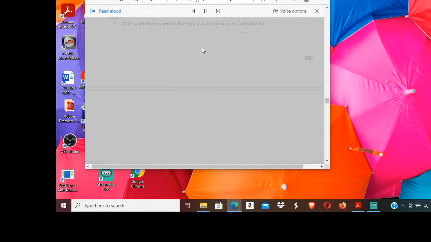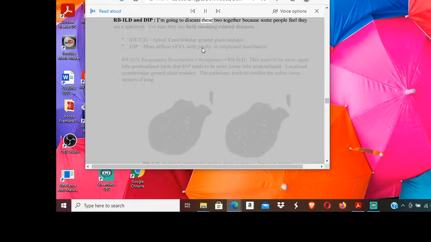338. RBILD and DIP. I'm going to discuss these two together because some people feel they are a spectrum. For sure they are both smoking-related diseases. RBILD: apical centrilobular ground glass nodules. DIP: more diffuse GGO, with patchy or subpleural distribution. RBILD, respiratory bronchiolitis plus symptoms equals RBILD. This tends to be more upper lobe predominant; note that DIP tends to be more lower lobe predominant.